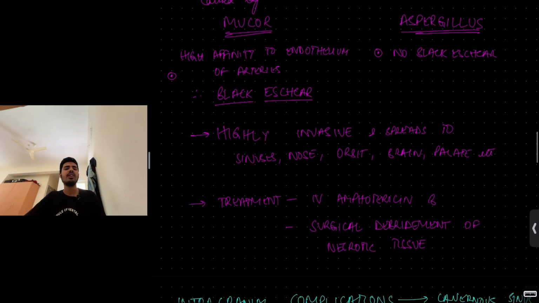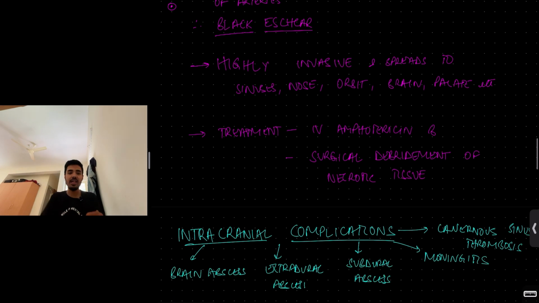Then treatment here is you have to give IV antifungal, IV liposomal amphotericin B, and surgical debridement of the necrotic tissue. Very, very similar to the treatment of mucormycosis. That is also caused by Mucor. Here we are talking only about the sinus part, fulminant fungal sinusitis. Fulminant fungal sinusitis can be a part of mucormycosis.